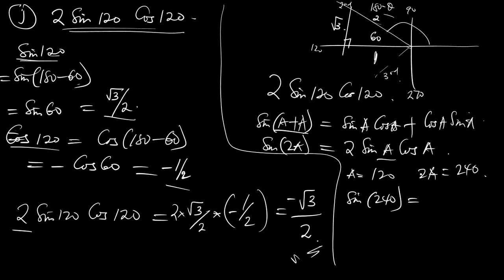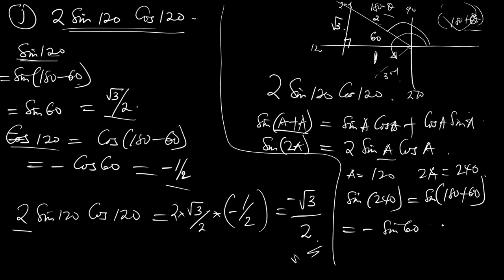But here on the third quadrant, the reference angle is 180 plus 60. So what will you add to 180 to give you 240? What you add is 60. So you have sine 180 plus 60. And sine is negative at the third quadrant. So you have minus sine 60.